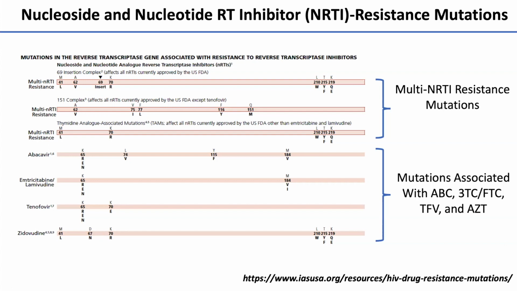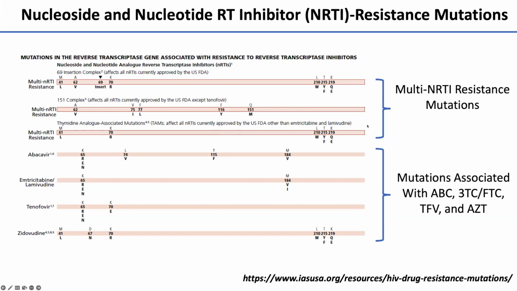So the IAS-USA chart shown here divides the NRTI-associated mutations into those associated with reduced susceptibility to all NRTIs, shown here, and referred to as multi-NRTI resistance mutations, and those associated with reduced susceptibility to one or more of the commonly used individual NRTIs shown here. The first two types of multi-NRTI resistance mutations, the insertion at position 69 and the Q151M mutation, are rarely, if ever, seen anymore, so I won't be discussing them.